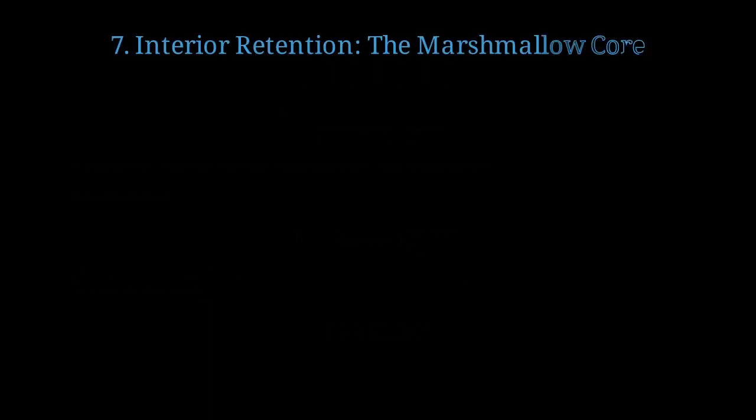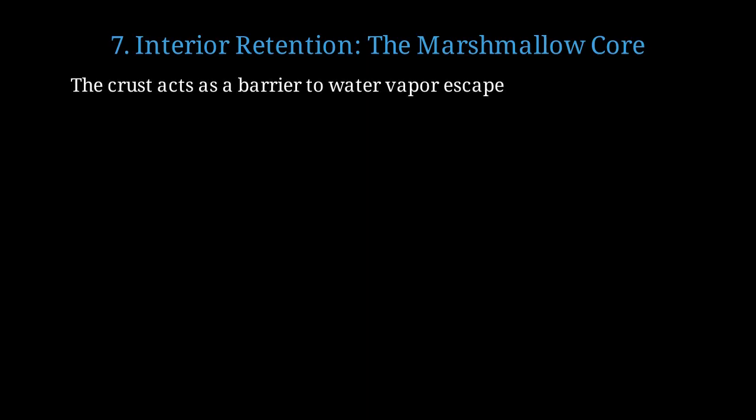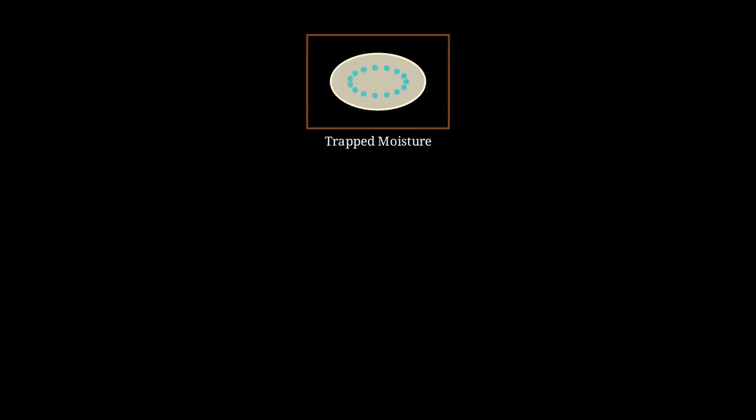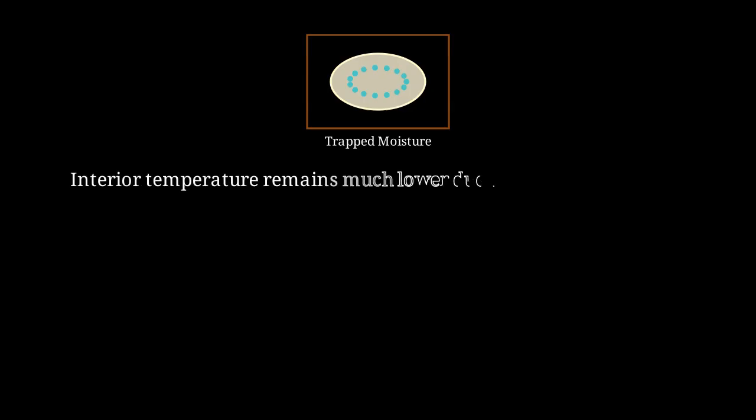Meanwhile, the interior tells a completely different story of trapped moisture and soft texture. Once the crust forms, it acts as a barrier preventing further water vapor from escaping the interior. The moisture, shown as blue dots, becomes trapped inside the rigid outer shell, unable to escape. The interior temperature remains much lower than the surface due to evaporative cooling from the trapped water.